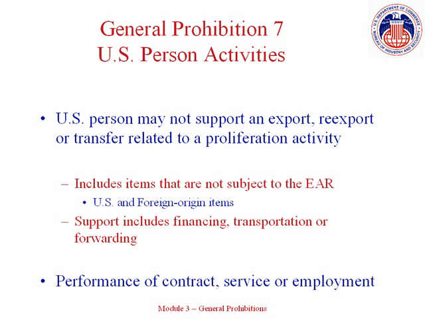General Prohibition 7 also prohibits U.S. persons from engaging in certain activities such as financing, contracting, service, support, transportation, freight forwarding, or employment that will assist in specified proliferation activities. Keep in mind that such exports, re-exports, and activities extend to services as well as to foreign origin items. The item does not have to be subject to the EAR for these restrictions to apply to the U.S. person.